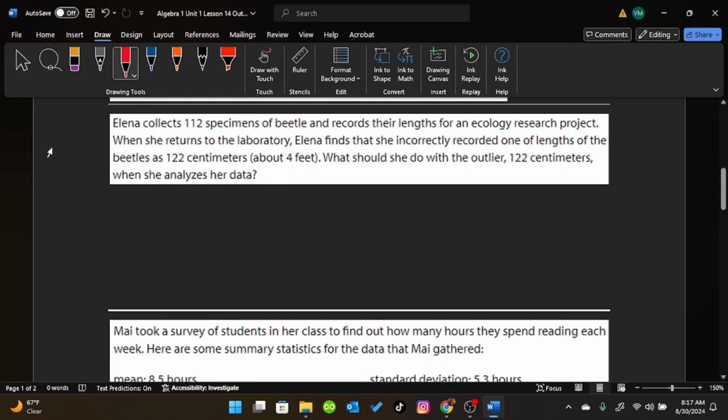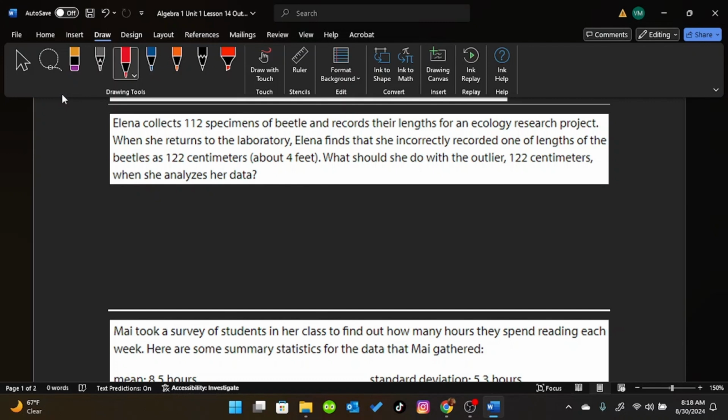Our next practice problem. Elena collects 112 specimens of beetle and records their lengths for an ecology research project. When she returns to the laboratory, Elena finds that she incorrectly recorded one of the lengths of the beetles as 122 centimeters, which is about 4 feet. What should she do with the outlier 122 centimeters when she analyzes her data?